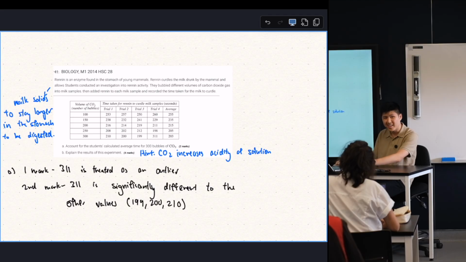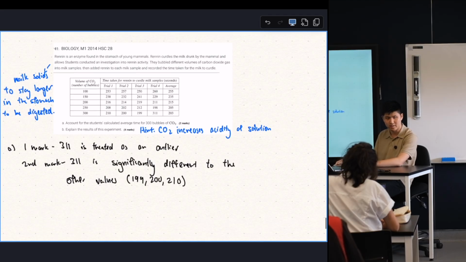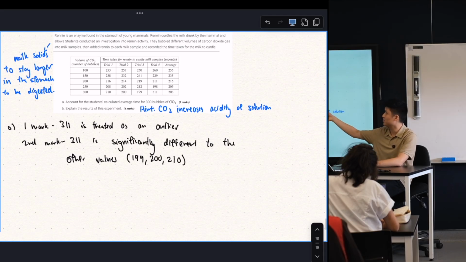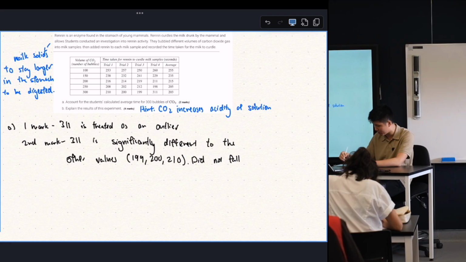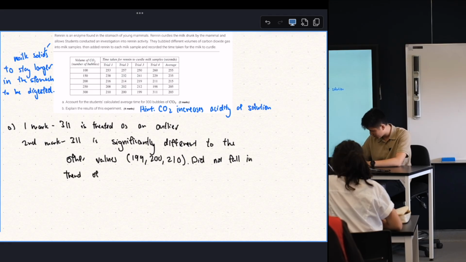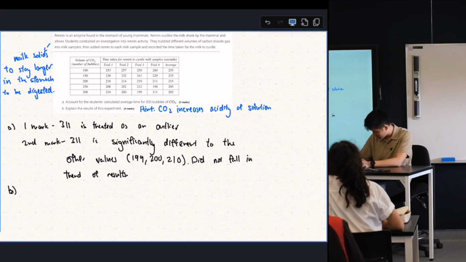You can also say this doesn't fall within the trend of results for that volume. It's up to you how specific you are, but I'll write that too. All right, cool.